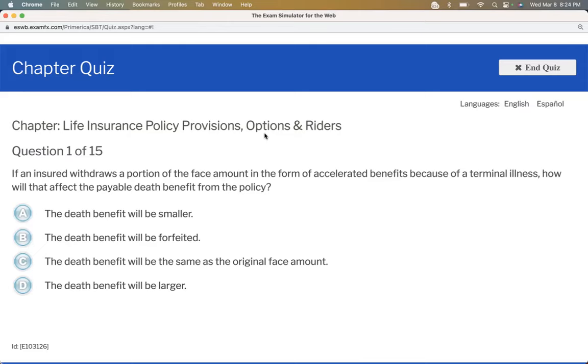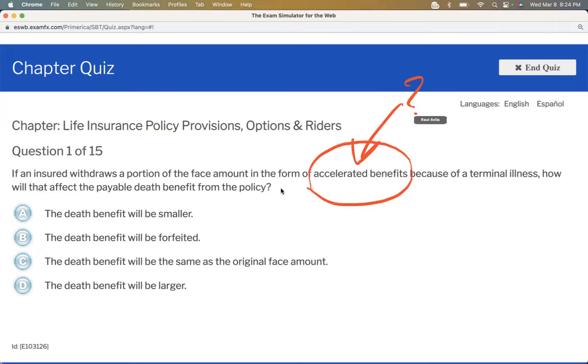Okay, anyways, let's continue. If an insurer withdraws a portion of the face amount in the form of accelerated benefits because of terminal illness, how will that affect the payable death benefit from the policy? So again, right here, I'm gonna highlight the key phrases that you gotta master. Accelerated benefits. Let me circle it again. Okay, right here. Accelerated benefits. You got to know what this is. How does this work? Okay.